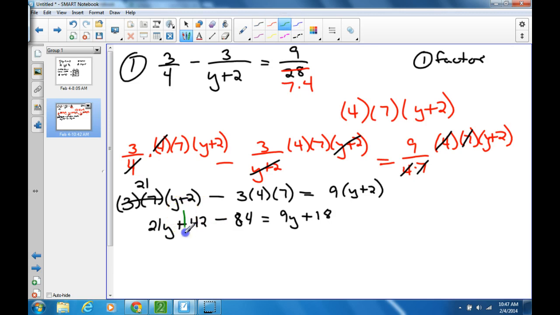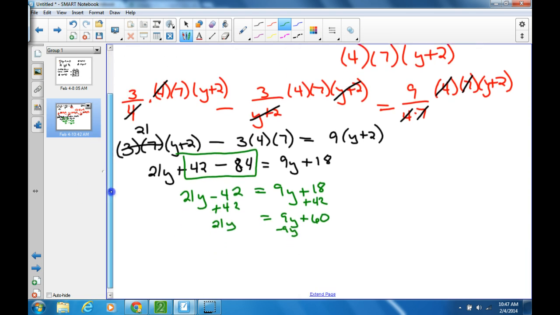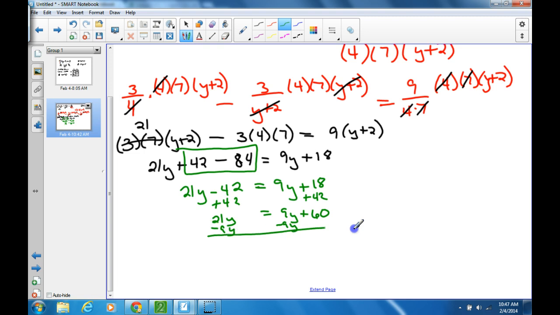So I can put these two together, right? So I'll have 21y minus 42 equals 9y plus 18. Hold on, 42 minus 84 is 22? Add 42 to both sides, yep. And then you have 9y plus 60 and 21 over here. Now what? Minus 9y. I'm going to scroll this down a little. Minus 9y. So I have 12y equals 60. Divide by 12, so y is 5.